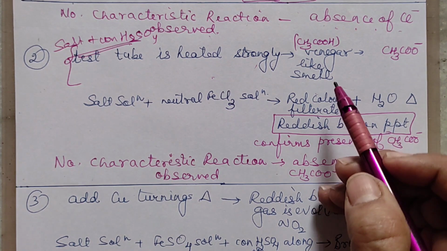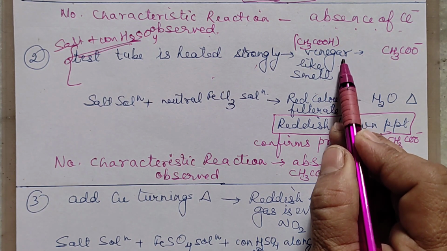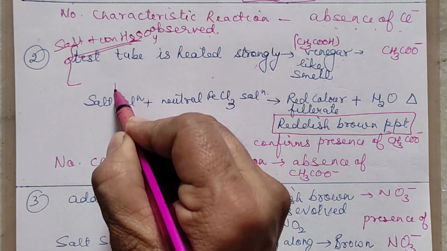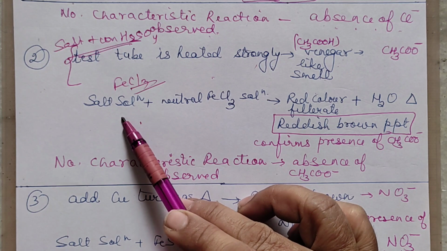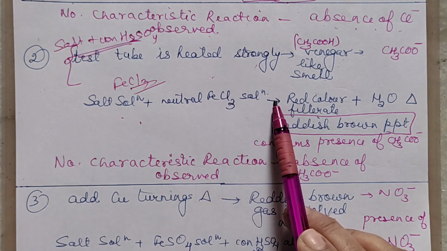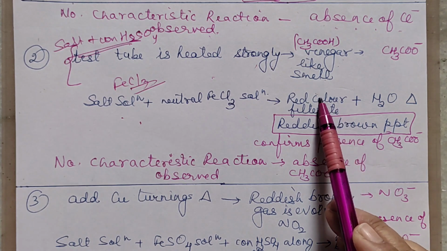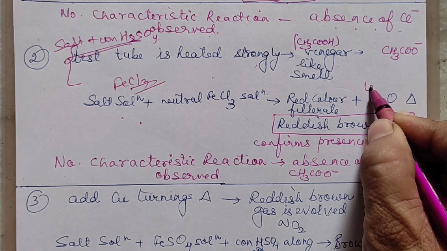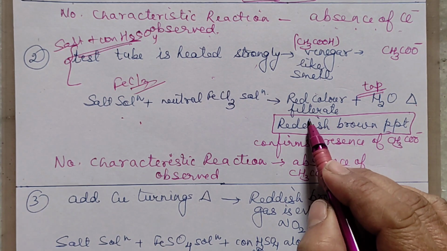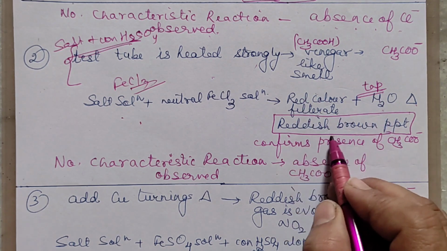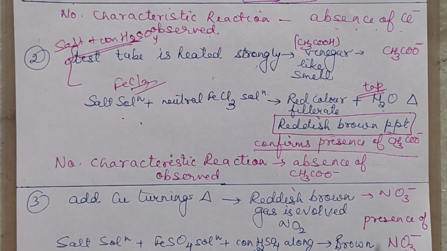But we cannot rely on the smell. We have to perform a confirmatory test. To perform the confirmatory test, you will have to do the ferric chloride test. This is the FeCl3 test. So to the salt solution, add neutral ferric chloride solution. You will get a red colored filtrate. To that you will add tap water and you have to heat it. On heating this red filtrate with tap water, you will get a reddish brown precipitate. It confirms the presence of acetate ion.